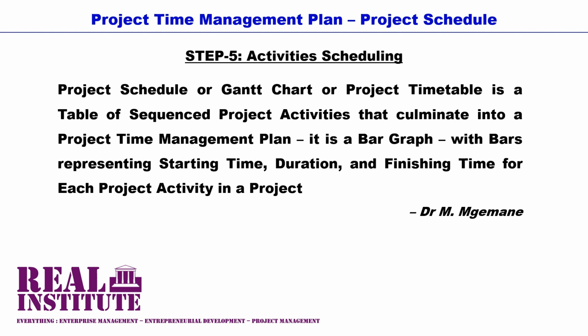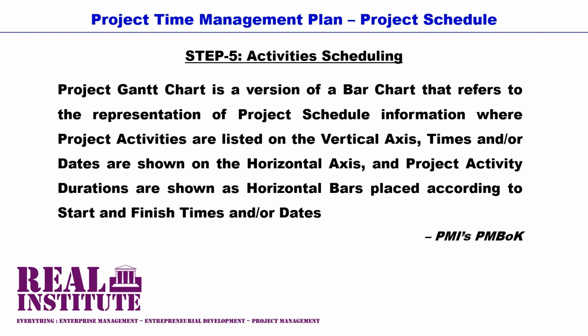According to the PMI's PMBOK, a Gantt chart is a version of a bar chart that refers to the representation of the project schedule information, where project activities are listed on the vertical axis of the matrix, where times and dates are shown on the horizontal axis of the matrix, and the project activity durations are shown as horizontal bars placed according to the start and finish times or dates.